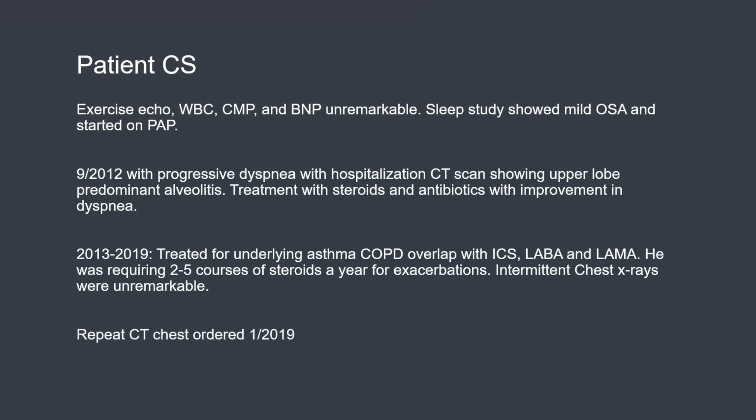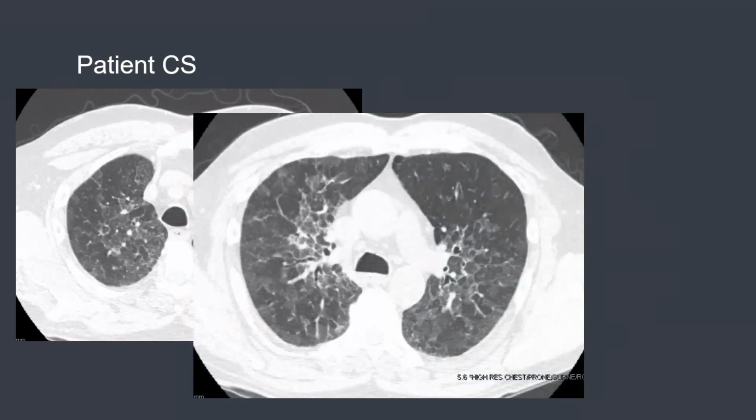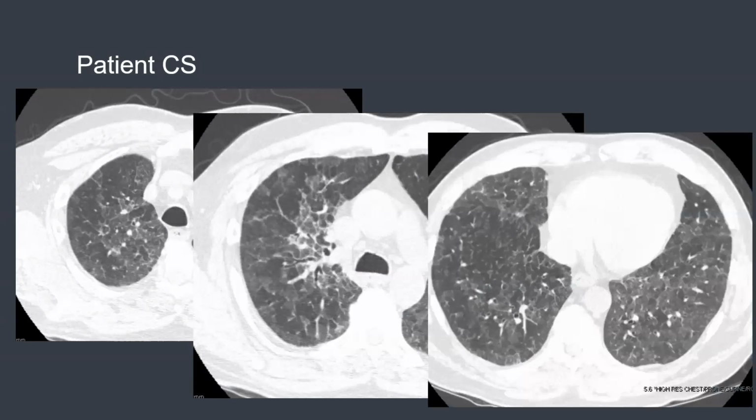And then finally, in January of 2019, they got a repeat CT scan of the chest. These are just some representative images. You can see he's got some ground glass opacities and some reticular changes. When we get down into the mediastinum, he has some adenopathy, although not grossly enlarged. When we go to the lower lobes, this is essentially diffuse throughout.